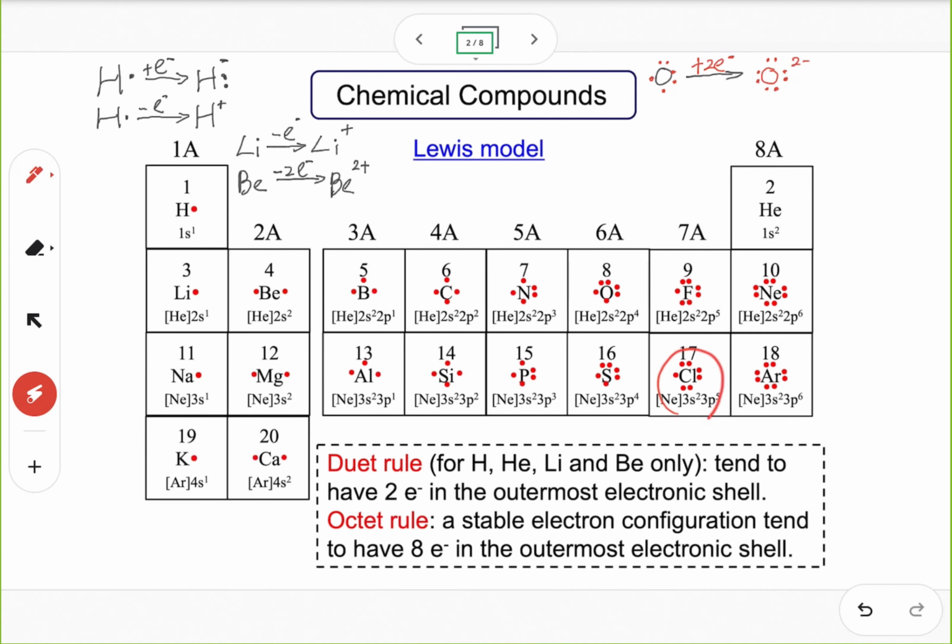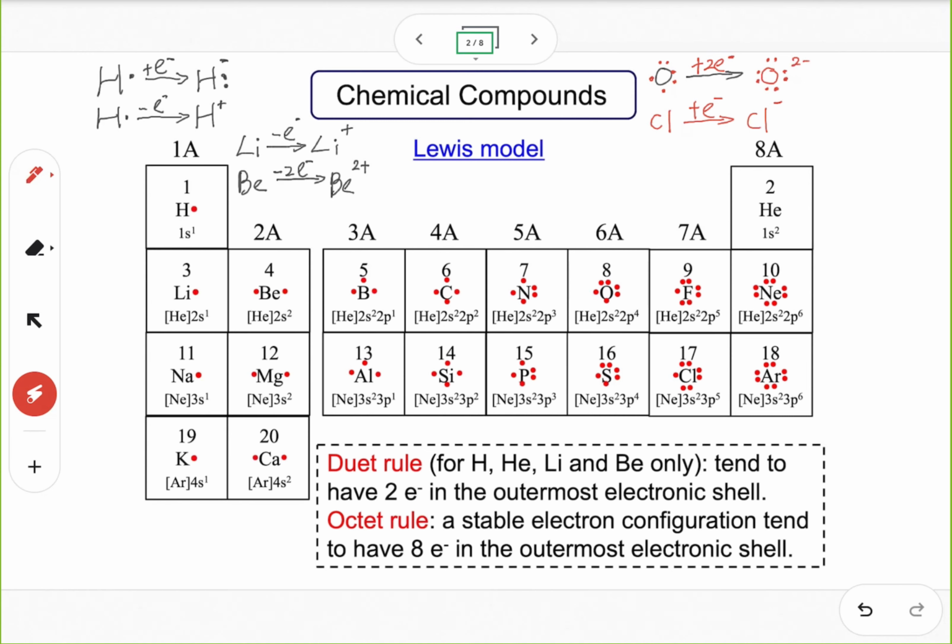How about chlorine? Chlorine has 7 valence electrons on the outermost electronic shell, on the 3s and 3p orbitals. According to the octet rule, since it has 7 valence electrons, it has a tendency to get 1 more electron to get stabilized. So for chlorine, you can obtain 1 more electron to generate chloride. Okay, so chloride has 8 electrons on the 3s and 3p orbitals, so it becomes more stable.